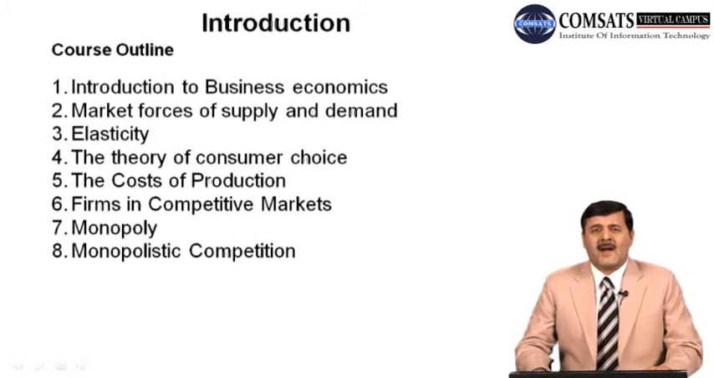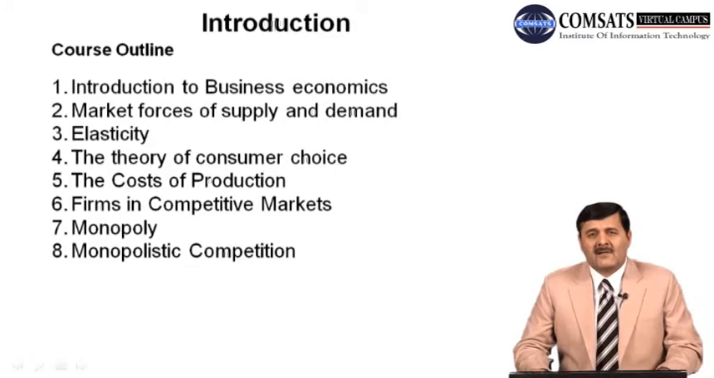Uske baad jo hai we'll talk about firms in competitive market. Hum bahut sare different kism ke market structures ki baat karenge jahan pe firms sell their products, and the objective of the firm is to maximize profit. So when we talk about the market structures, yahan pe hum do time periods ki baat karenge, short run aur long run ki baat karenge, and we'll see how the firms can maximize their profit in the short run, then how they can maximize their profit in the long run under different market structures, like perfect competition is one type of market structure.